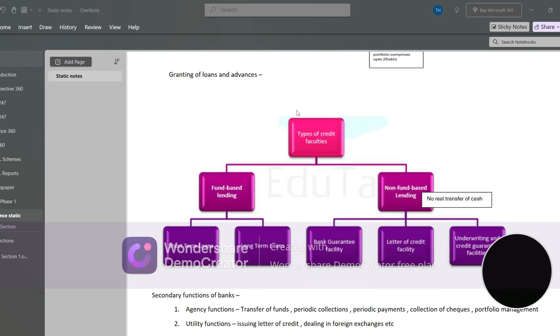Okay. Now, there are two kinds of credit facilities. First is fund-based lending. Second is non-fund-based lending.